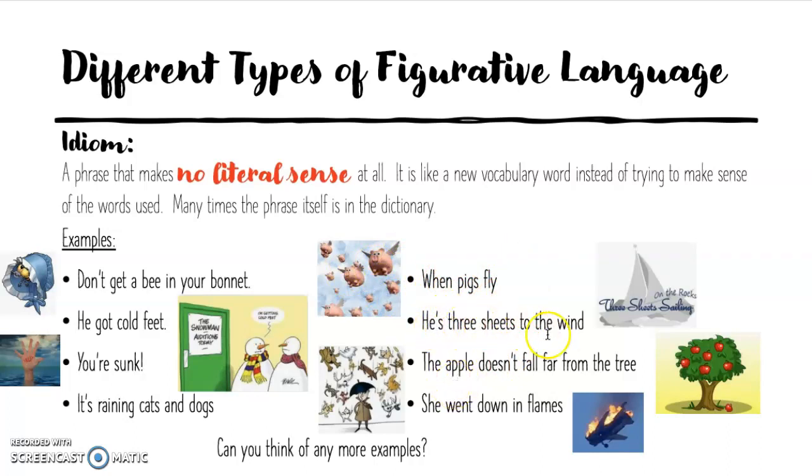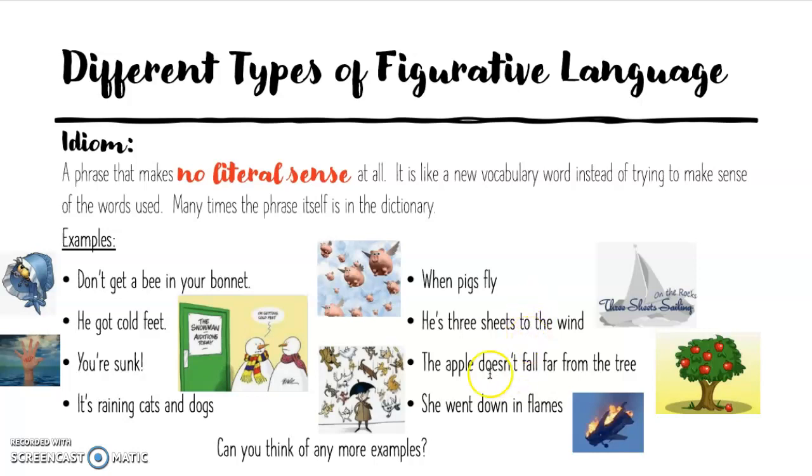He's three sheets to the wind. He's three sheets to the wind means he's drunk. We don't know why, but that's what it means. You can say, oh my gosh, there was a guy at the party last night and he was three sheets to the wind, it means he's falling down sloppy drunk.